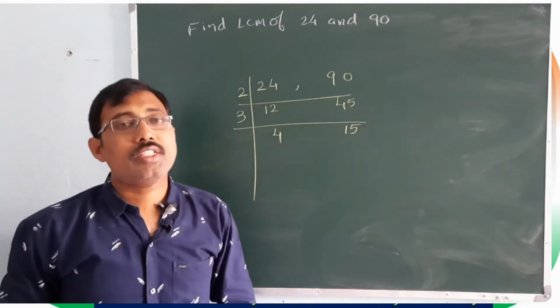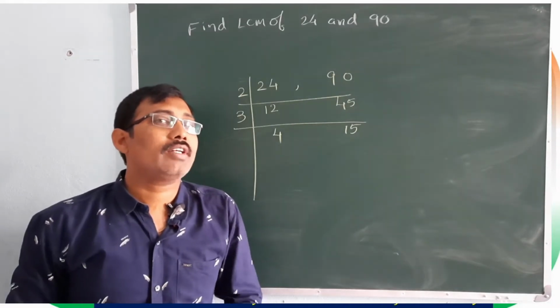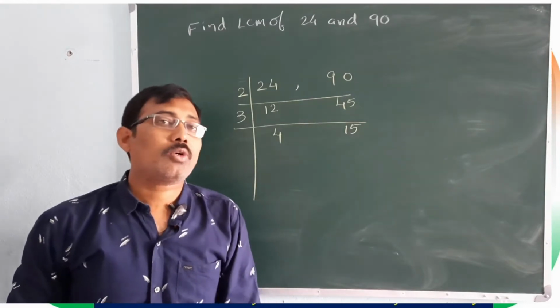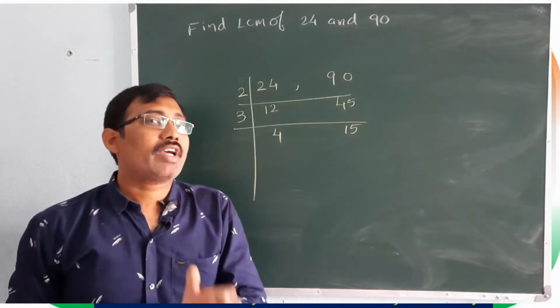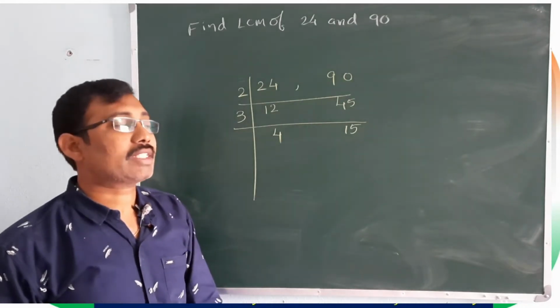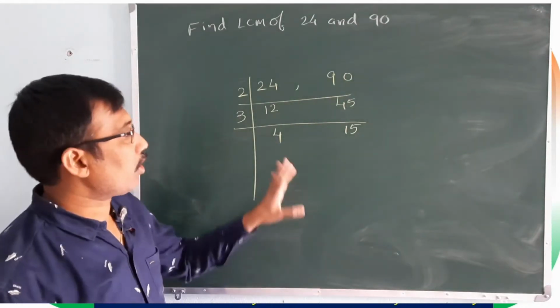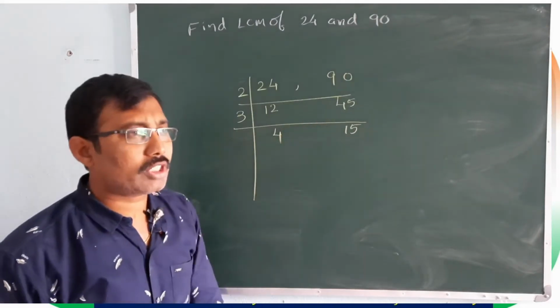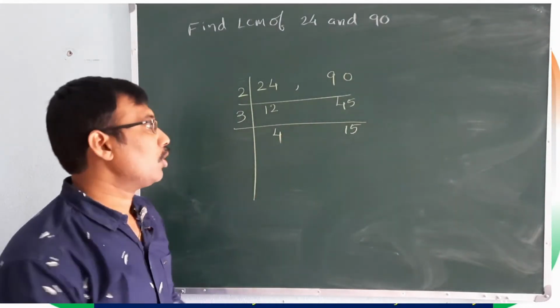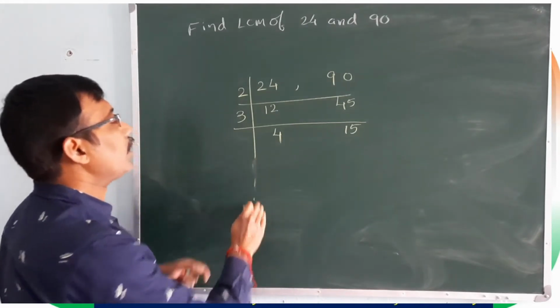4 and 15. These two numbers are not divisible by any number other than 1, so these two numbers are co-primes. We know that co-primes means two numbers have a common factor of 1. Such numbers are called co-primes. Here 4 and 15 are composite numbers, but they do not have a common factor other than 1. So therefore this is the completion of the LCM.